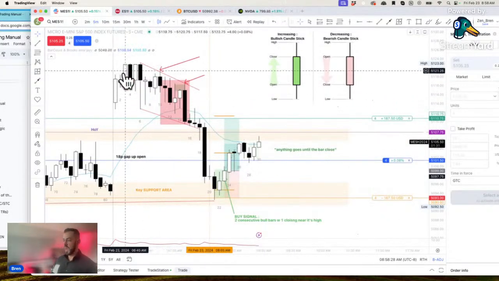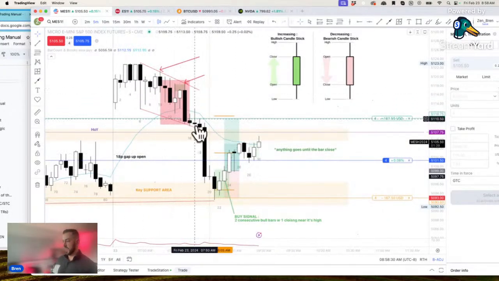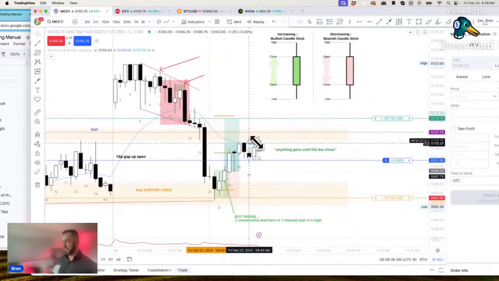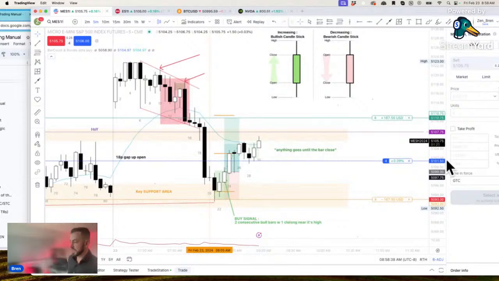And when you have a channel like that, it's possible that we break below like we did, fail to go lower, and then reverse back up into that channel. So that's a possibility. It's a common outcome. Does that answer your question? Is that helpful?